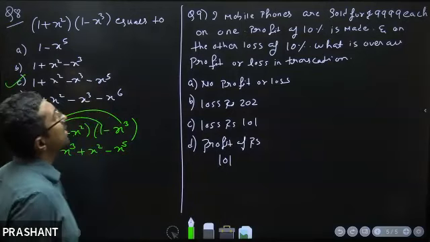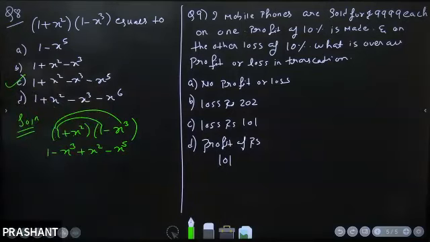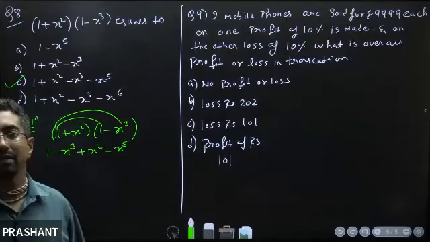Now what has been said here? Two mobile phones are sold for rupees 9,999 each. On one, a profit of 10% is made, and on another, a loss of 10% is made. What is the overall profit or loss? Overall profit or loss in the transaction? Okay?